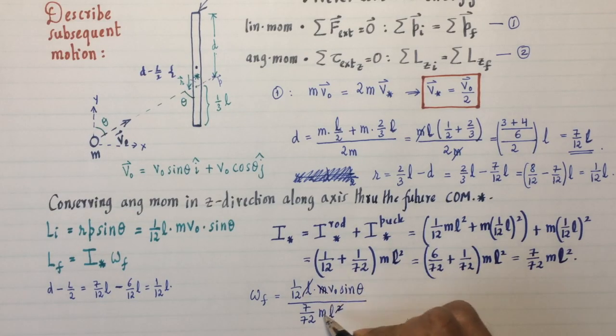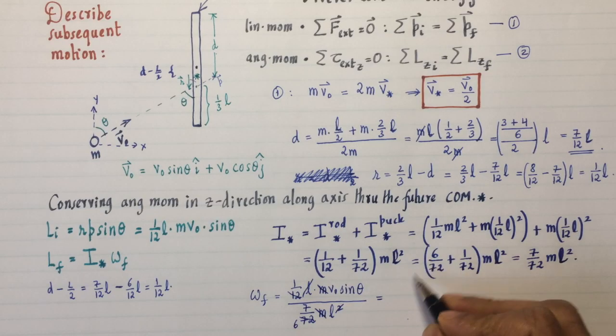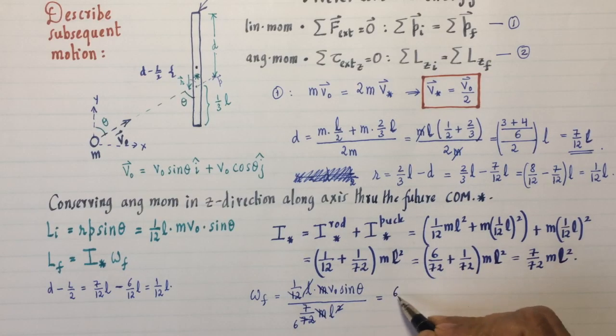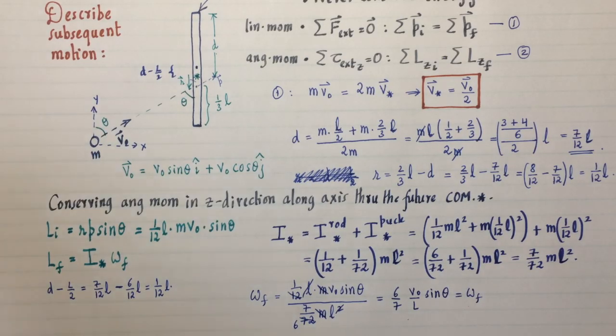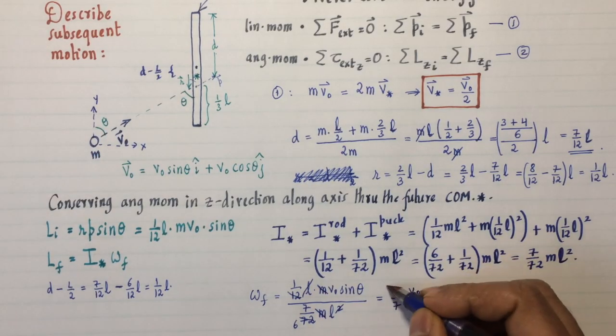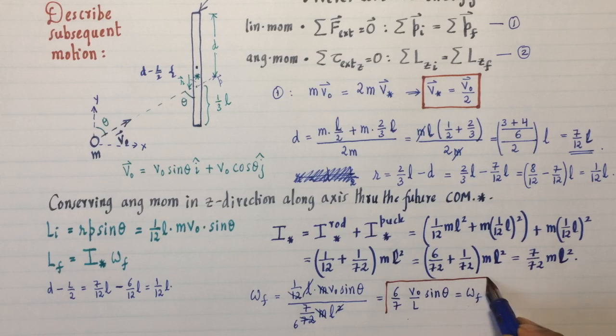So let me cancel out some things here. Well, 12 into 72 is 6 again. So that's going to be 6/7 v naught over l sine theta. So we have the second result. The angular speed of the combined object about the new center of mass is going to be that. So this way we've completely described the problem.